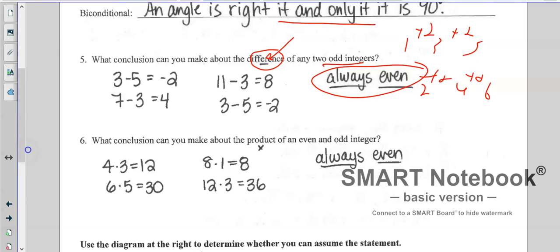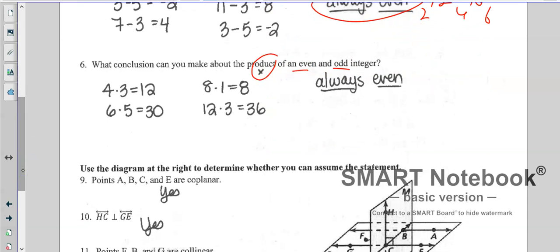Now, number 6, what conclusion can you make about the product, which means times, of an even and an odd? So again, make sure you're paying attention to the vocabulary. So here's my evens, here's my odds, and notice what you always get. You always get an even answer. All right?